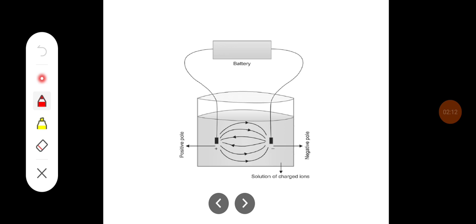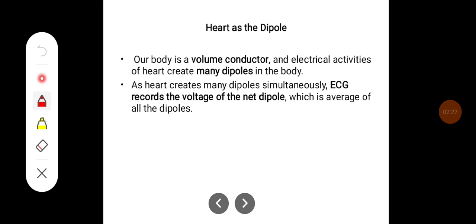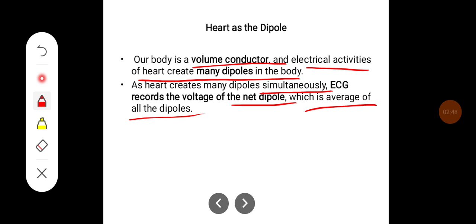Okay, so this is the diagram showing the positive and negative electrodes, which have an equal number of ions, and they can act as a dipole. Our body is a volume conductor, and the electrical activities of the heart create many dipoles in the body. As the heart creates many dipoles simultaneously, ECG records the voltage of the net dipole, which is the average of all the dipoles.